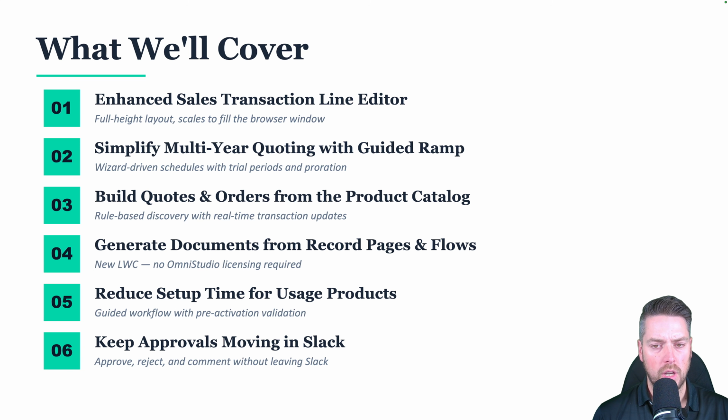So that new custom screen will allow you to create ramp schedules, so multi-year deals, with trials in only a few clicks within that custom screen, to replace what was before cloning your segments to create multiple segments. As you build quotes and orders now within your browse catalog or product catalog screen, products get added automatically to your quote as they get selected.